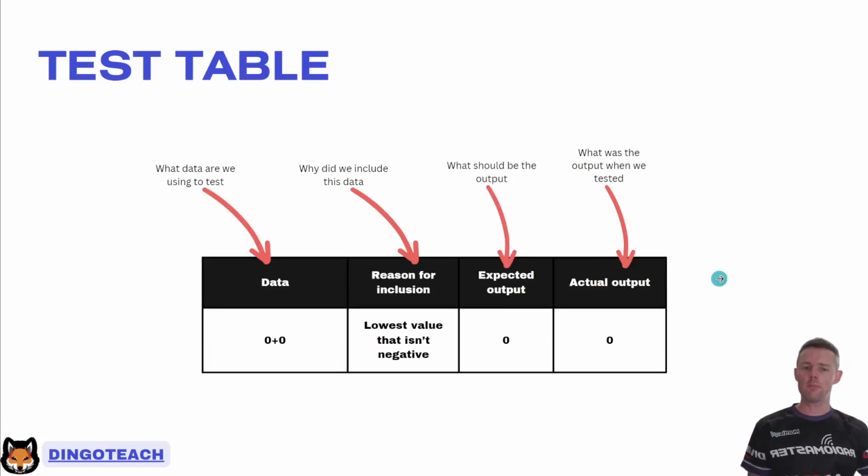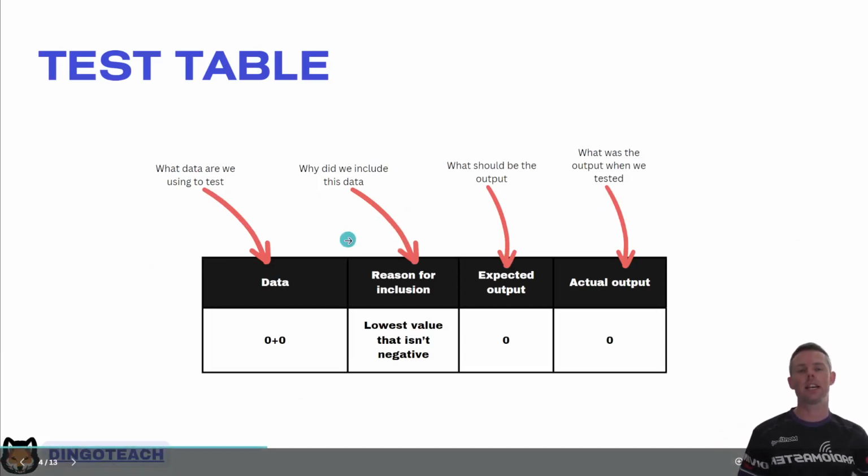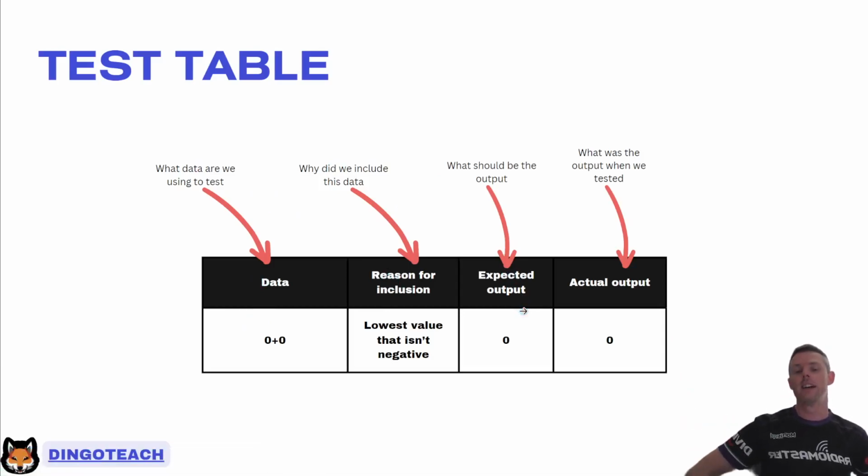So there's your 4 columns. And typically we just use those 4. What is the data you're going to test with? Why did you include it? What do you expect to come out? And then what was actually the value that came out? So typically when I make a test data table, I'll do the first 3 columns, leave the last one blank, and then just fill them all in at the end.